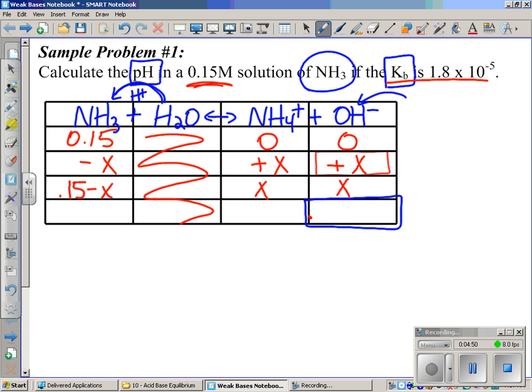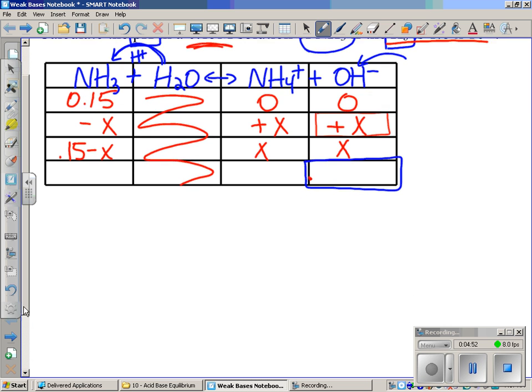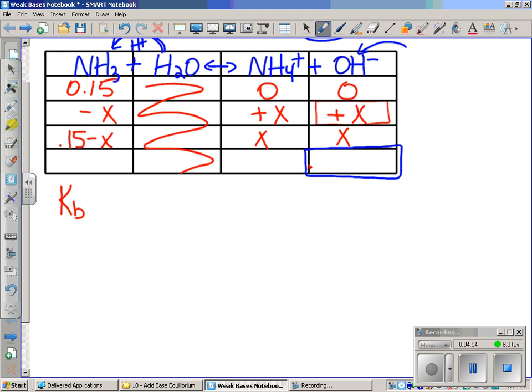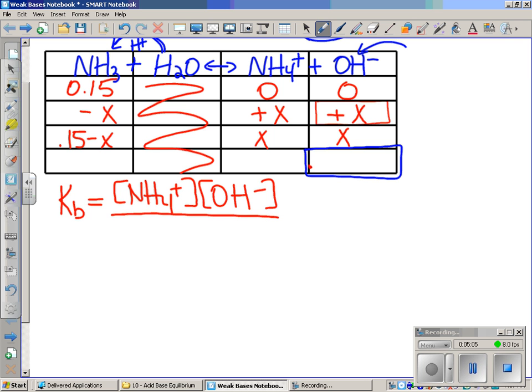Kb. So let's go ahead and write the Kb expression. So Kb is just like Ka, it's just like Kc. It's going to be product concentration: X raised to the first power and OH minus raised to the first power, all over, remember we're not going to include water because it's pure liquid. So just NH3 on bottom.